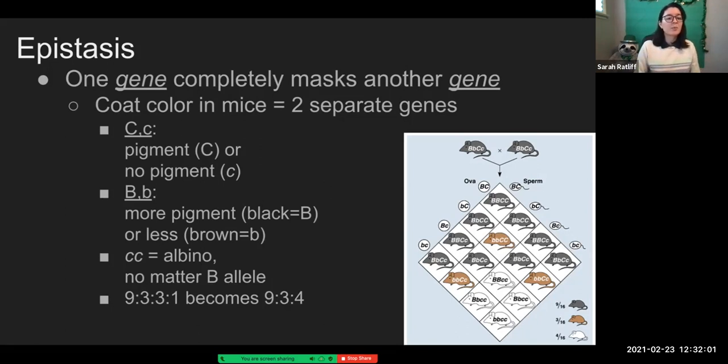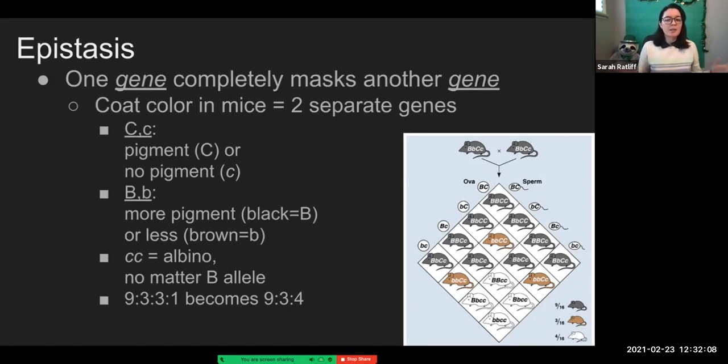If, for example, we have a homozygous recessive little c, that means our mouse will not have any pigment. It will have white hair. White is the absence of color. So a white mouse will be albino. It will not have any pigment in it.